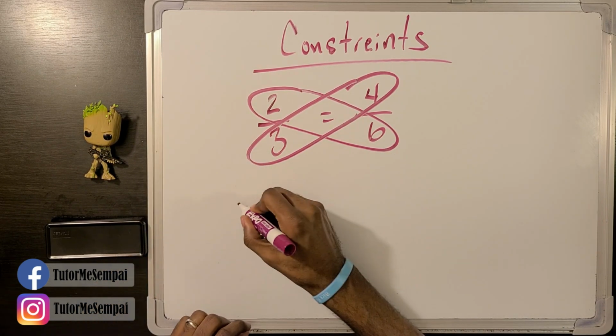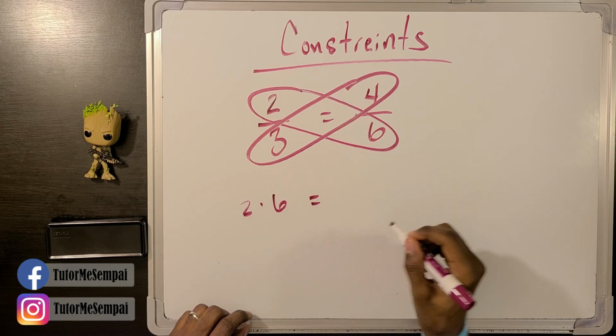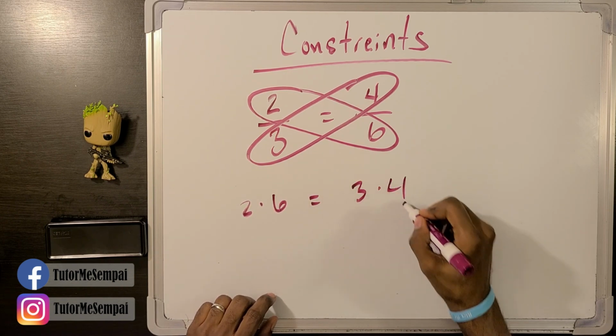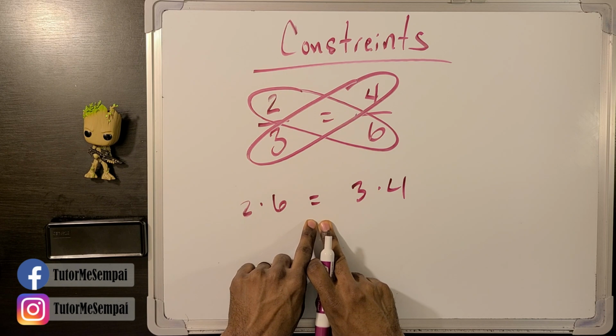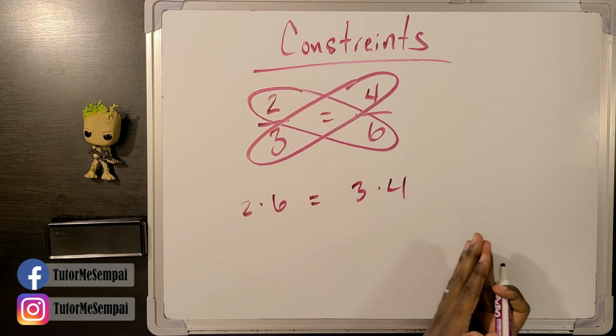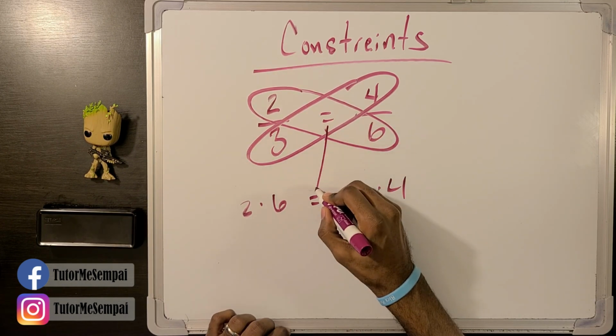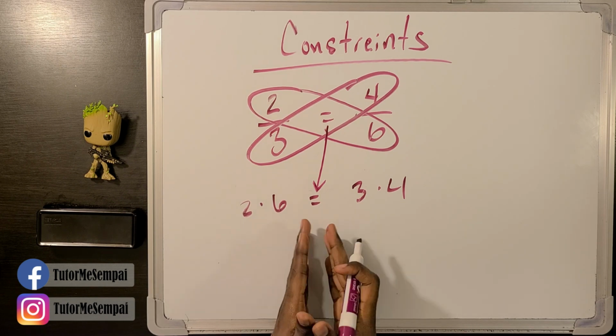So 2 times 6 equals 3 times 4. Now we always write this equal sign here whenever we're doing cross multiplication. We're going to bring this same equals down here that we have, and we always write that.